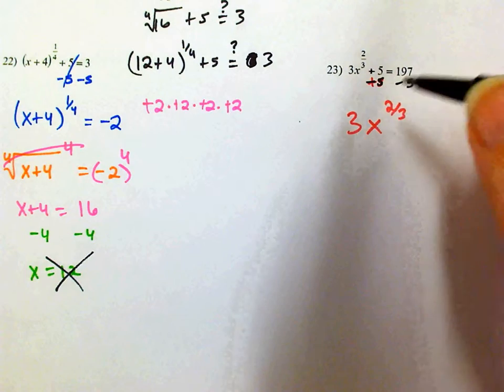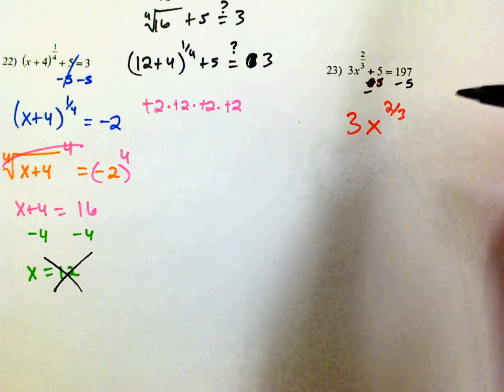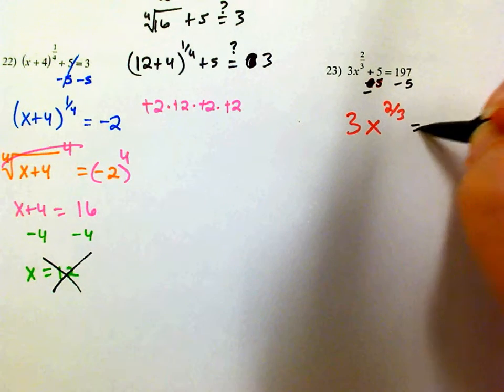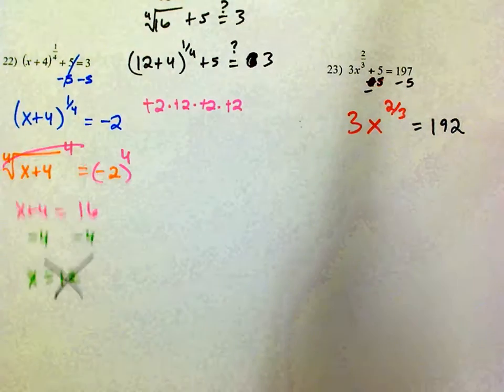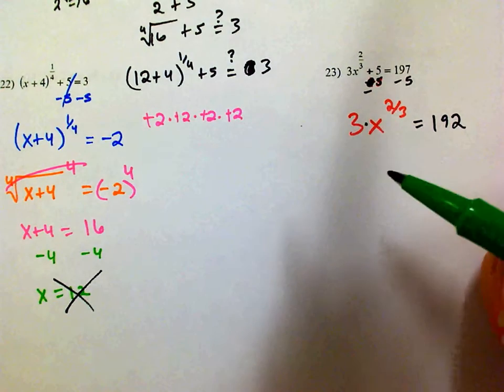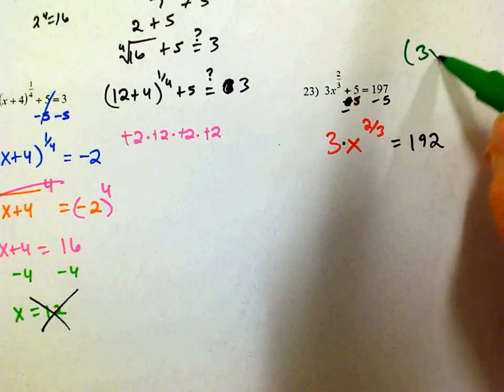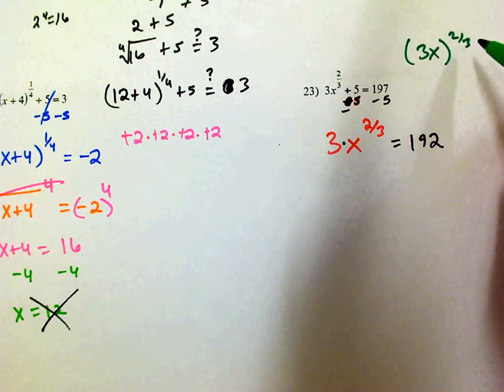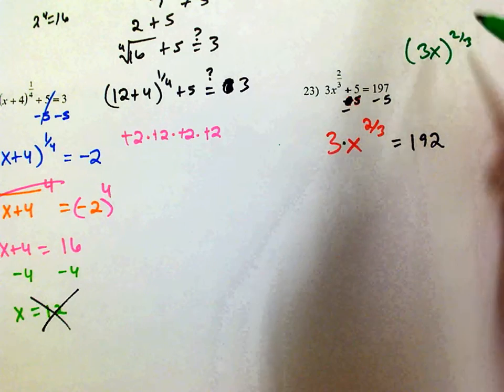I need to get rid of the 3 that I'm multiplying in the front. This is not this. If I meant that, I would have written it the first thing, but I didn't. So the only thing being raised to the 2/3 is the x. So divide by 3, and that is 64.